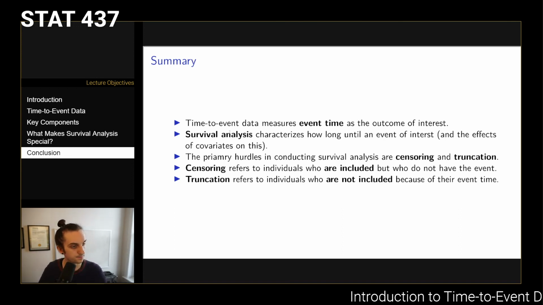So for the next few weeks, what we'll be doing is looking at different methods for handling time to event data. And so you'll get much more familiar with all of these concepts, but that's the basic rundown.